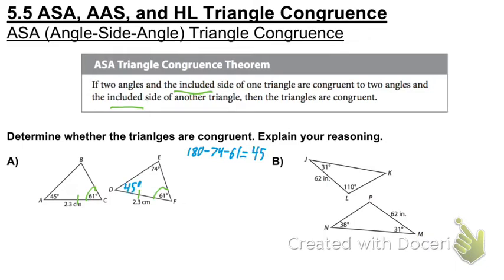Okay, and now what do we notice? It's the same on the other side. It's the same as angle A, right? So those are congruent. Does that create angle, side, angle? Yes. Two angles and the included side, okay?